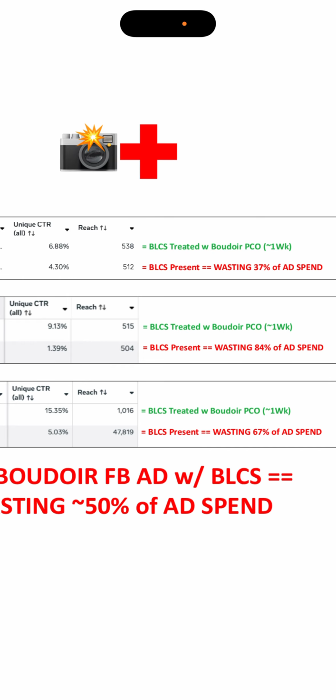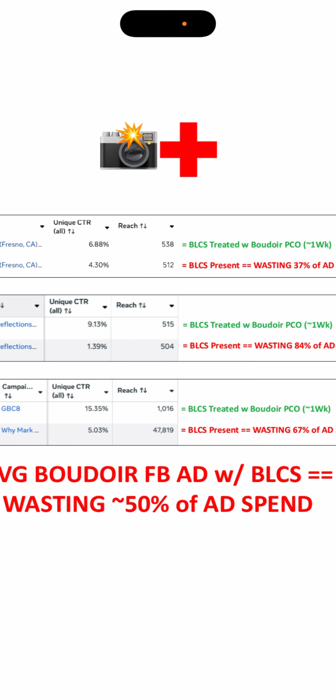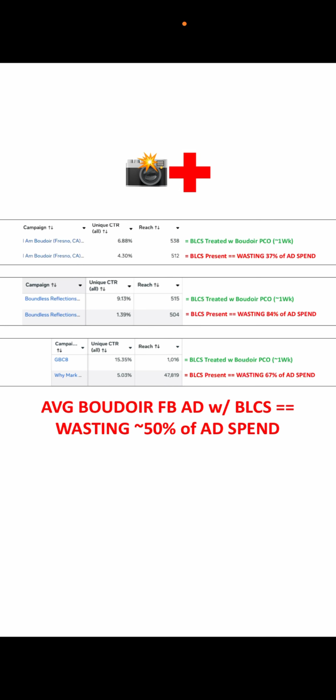But what we discovered is they're wasting 84% of their ad spend. So if they're spending 10 grand a month on Boudoir Facebook ads, we can now decrease their ad spend by $8,400 a month, save that 100 grand in the first year, only run an ad spend of $1,600 a month, and get their ad into the same number of women's brains as if they were running 10 grand a month with the previous Boudoir Facebook ad.